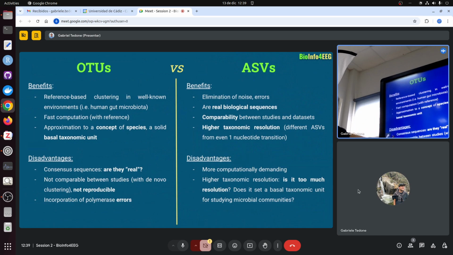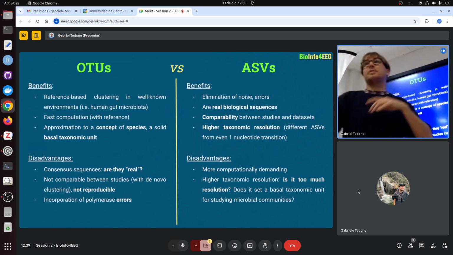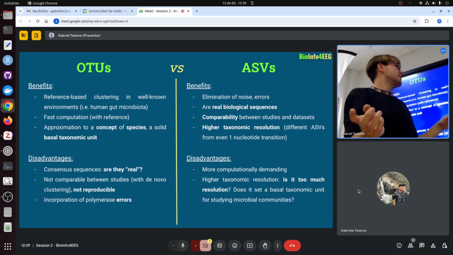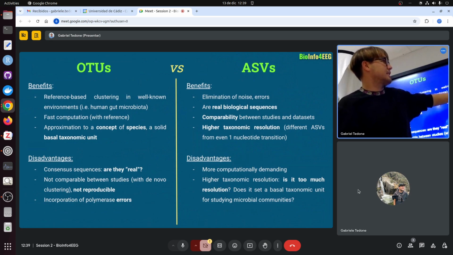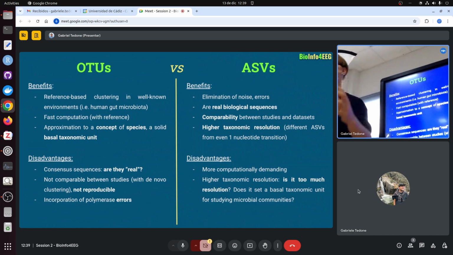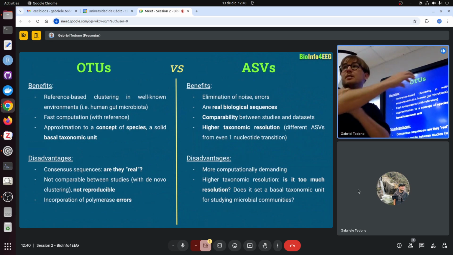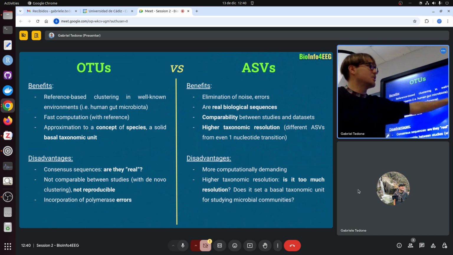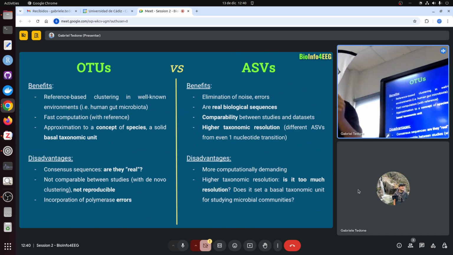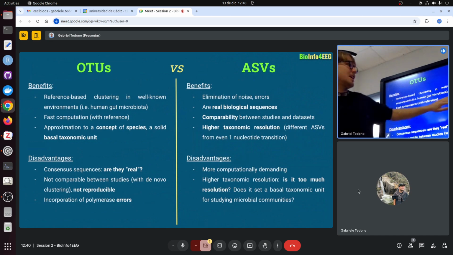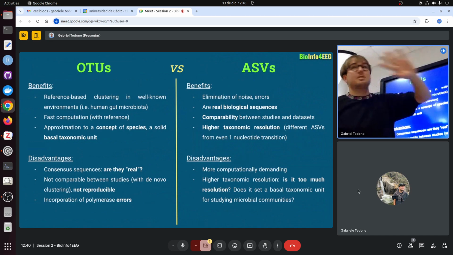As disadvantages, I would consider consensus sequences. Are they real biological sequences? Can they be compared to other studies? ASVs can be compared to other studies because we assume that the denoising method will get real biological variants. So we can compare single ASVs with other studies of ASVs, and they offer a higher taxonomic resolution. And the question is, do you need it?